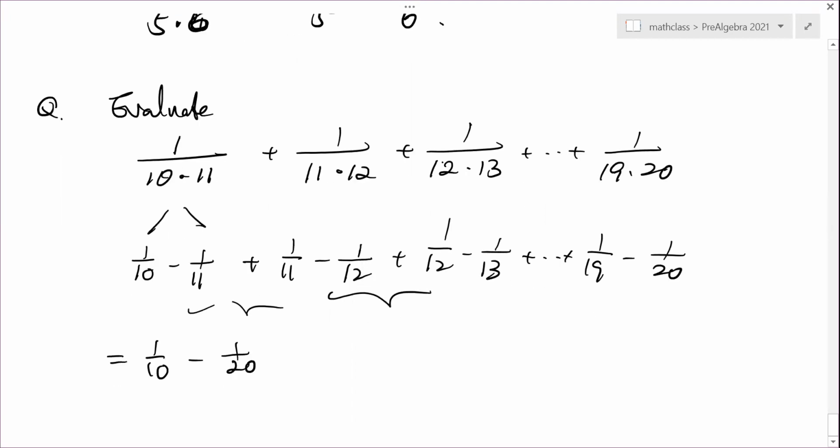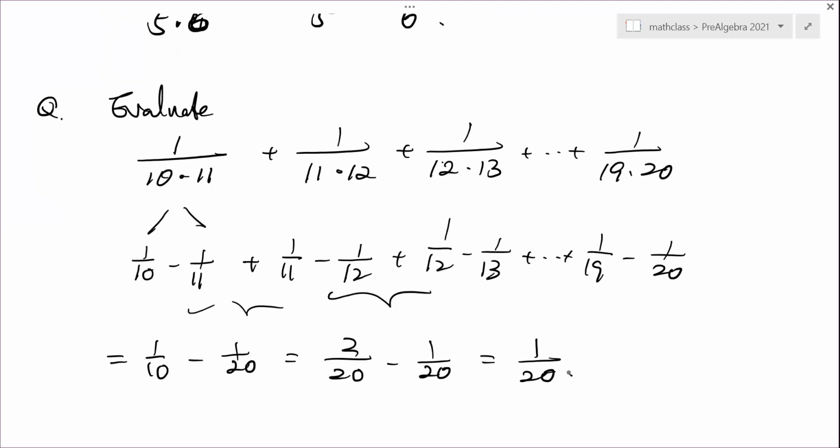That's trivial, right? So you can get 2/20 minus 1/20, and 2 minus 1 is 1, so 1/20 is the answer. Okay, you see that, right? That turns out to be very simple now.